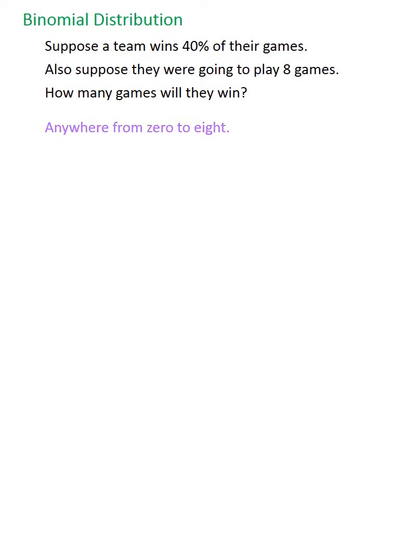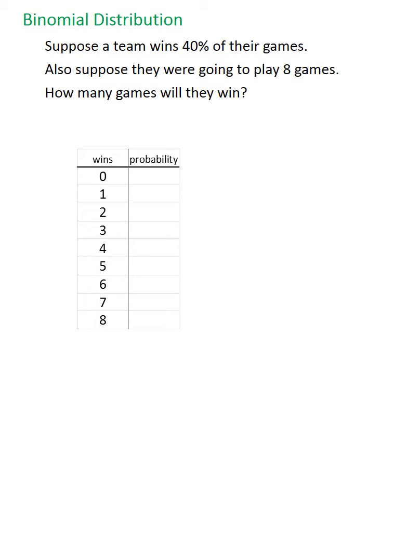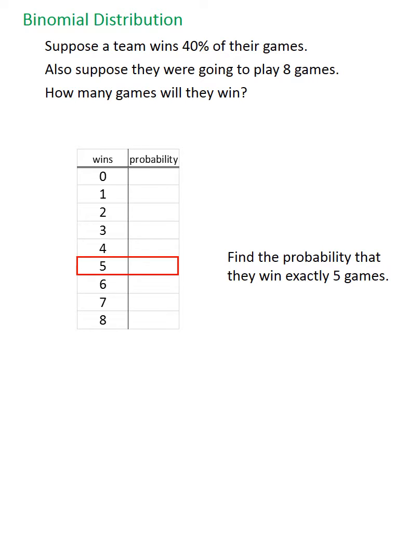But what we could do here is we could make a table showing the probability of them winning 0 games or 1 game or 2 games using a probability binomial formula that you'll see in a minute. So just to start in the middle of the table, let's examine this question. What's the probability that they'll win exactly 5 games? In other words, how do we fill in this portion of the table? If I can teach you how to fill in this portion of the table, you'll know how to fill in the entire table, and you can answer any question about the probability of any number of wins.